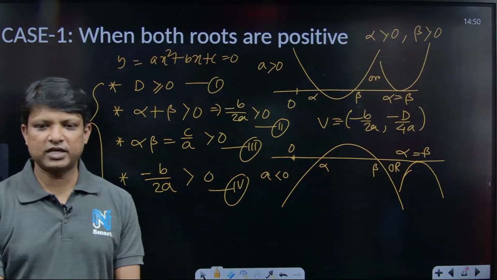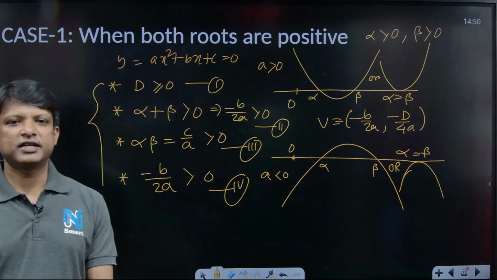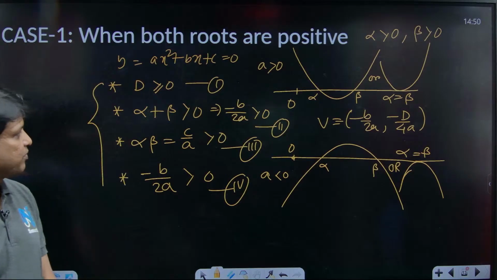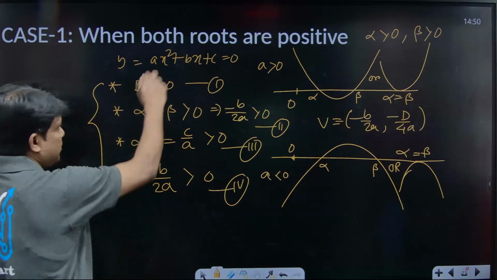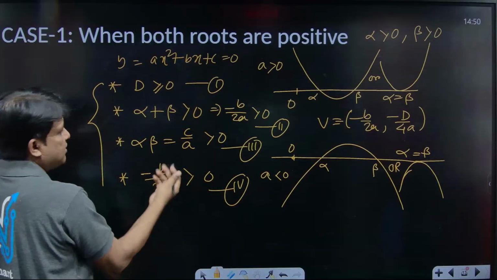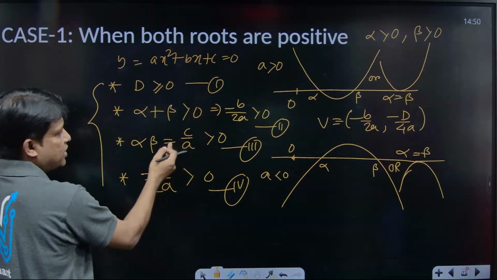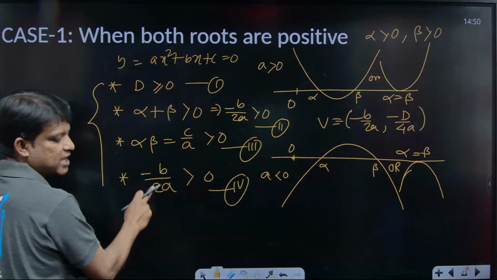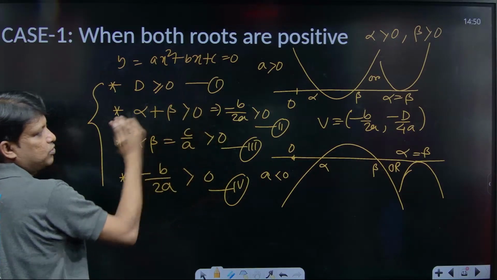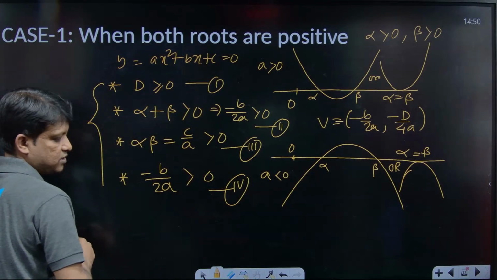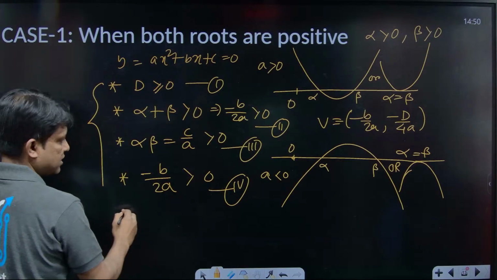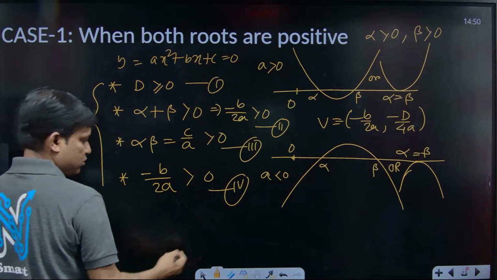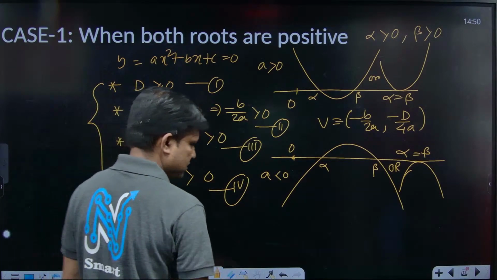Okay, done. Next, when both roots are negative, the same conditions: the sum of roots will be negative, the product of roots is positive, and the vertex abscissa must be negative because both roots lie on the left side of 0. So this is the intersection region. In total, these are the 4 conditions for this case.